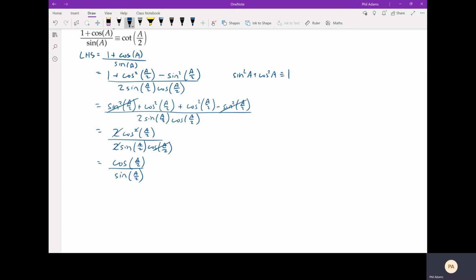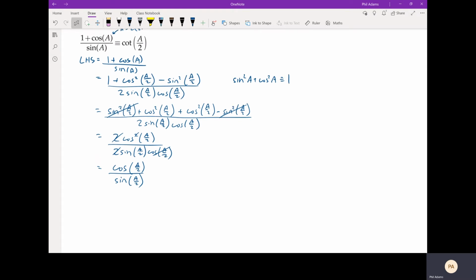While that doesn't seem that useful, hopefully it does, because remember that tan of an angle is equal to sine over cosine, and this is the reciprocal of that. Cotangent, or cot, is the same as 1 over tan, so that would be cosine over sine, and you can see that is what we've got here. Therefore, we've been left with cot of A over 2, which was what we wanted, which was the right-hand side.